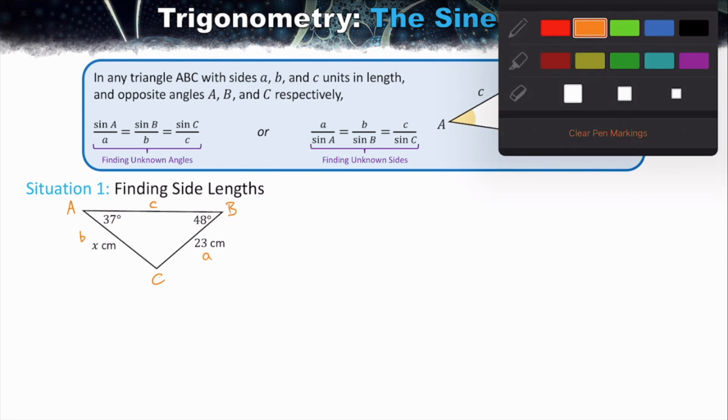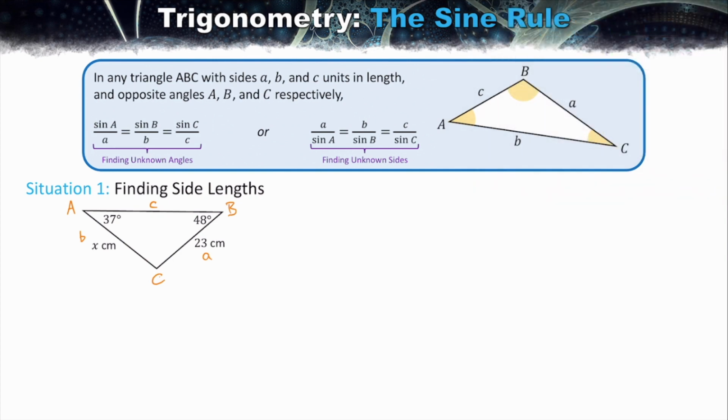And what I encourage you to do when you're first learning this is to actually record the information that you have down and also identify what you're actually trying to find. So I'm trying to find the side of B, which is my X centimeters here. The side that I know is my A, which is 23 centimeters. The angle that's opposite to A is 37 degrees. And the angle that's opposite to B is 48 degrees.